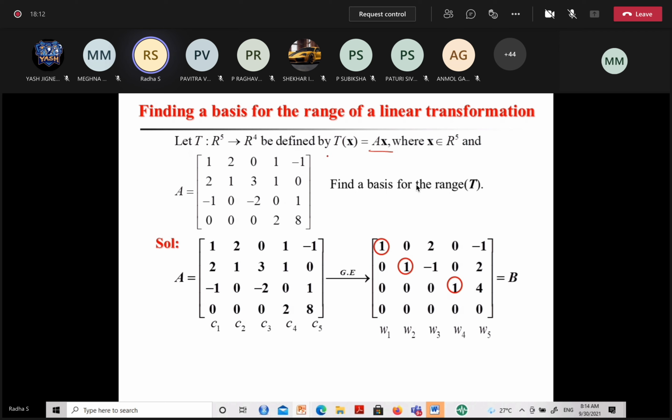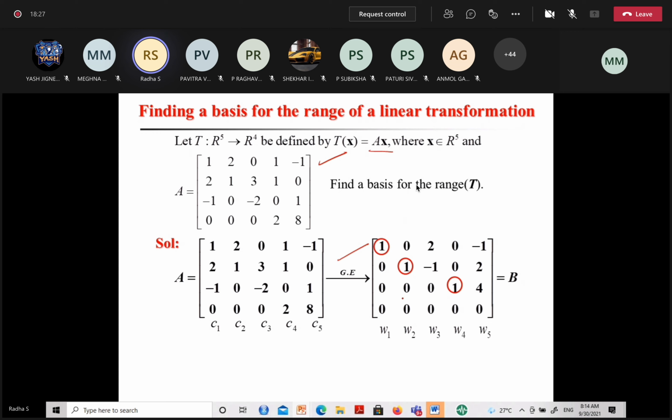6, where A is this matrix, right? Find a basis for the range of T they have given. Okay, take the matrix A. They are applying Gaussian elimination. Okay, even this has reduced row echelon form, right?